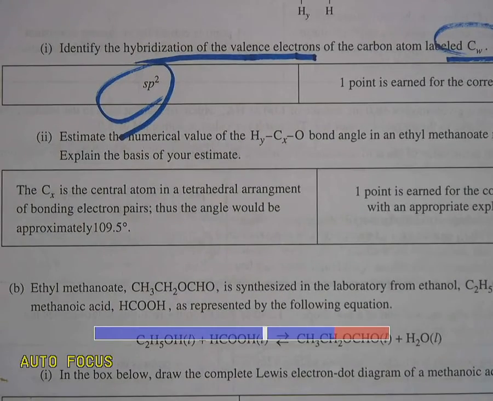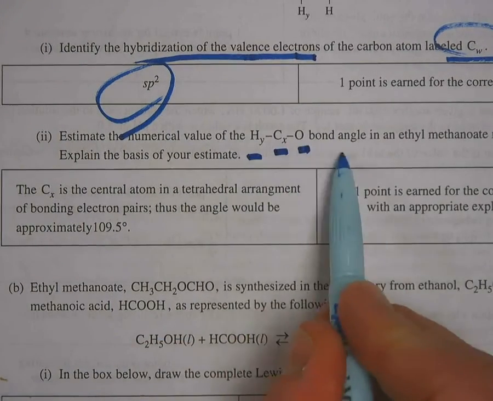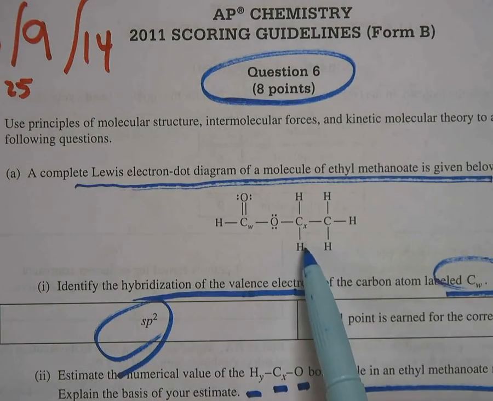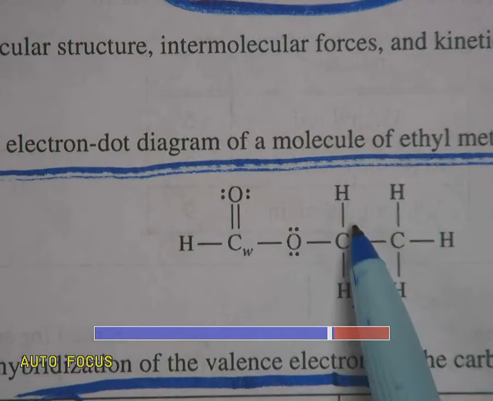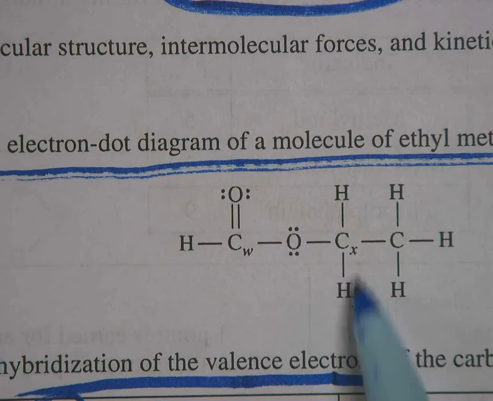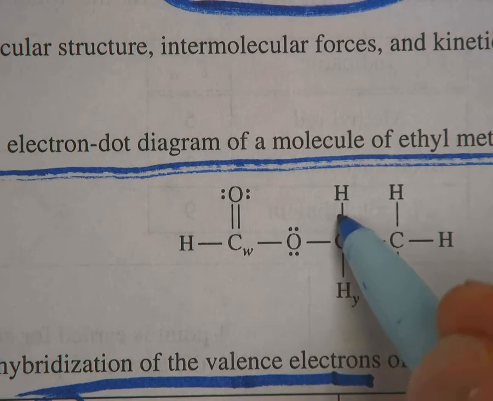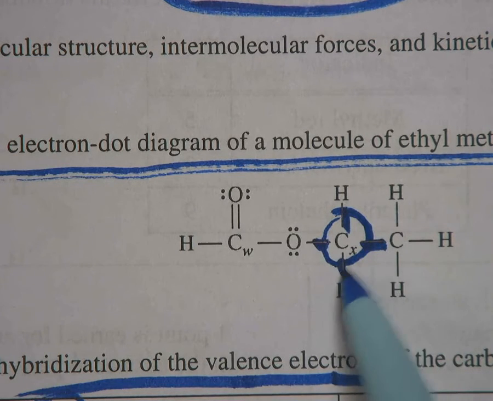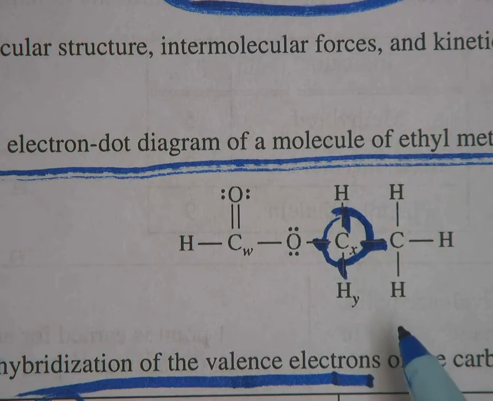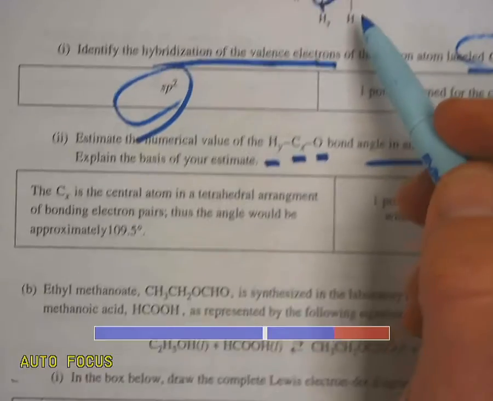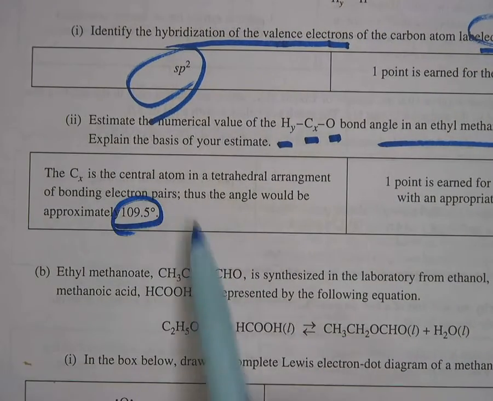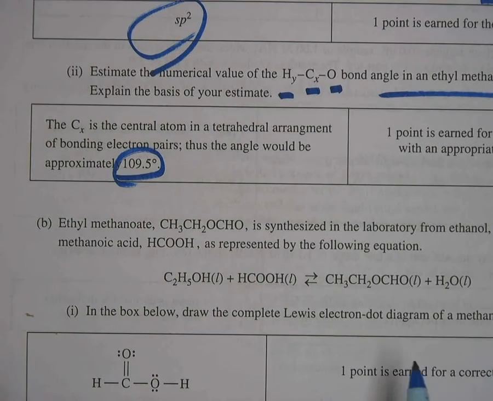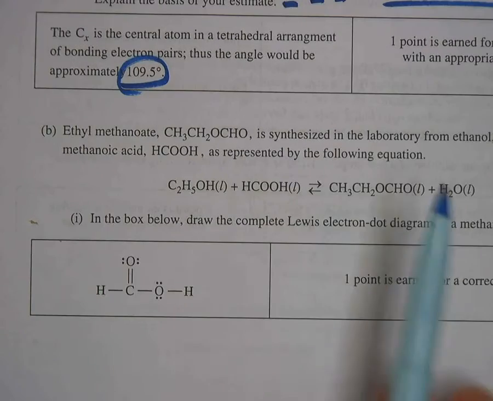Next, it says estimate the numerical value of the HCO bond angle in the molecule. Here's the HCO, so what they're asking about is the bond angle of this one right here. Notice it's 4 bonded, 0 non-bonded, tetrahedral shape. Bond angle for that is 109.5 degrees. Appropriate explanation: 4 bonded, 0 non-bonded. It's VSEPR theory.